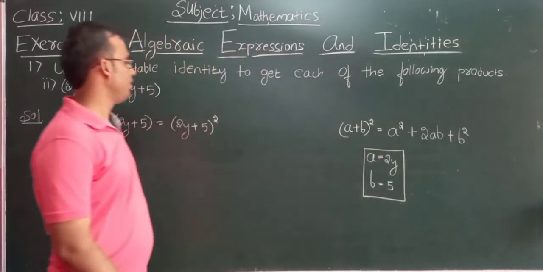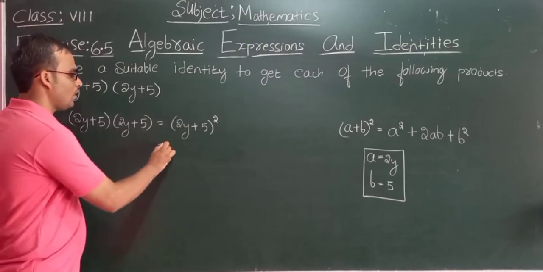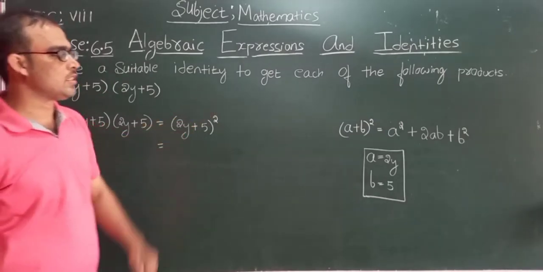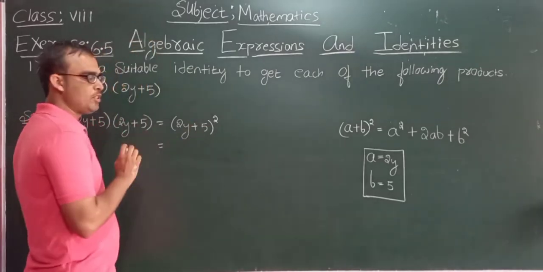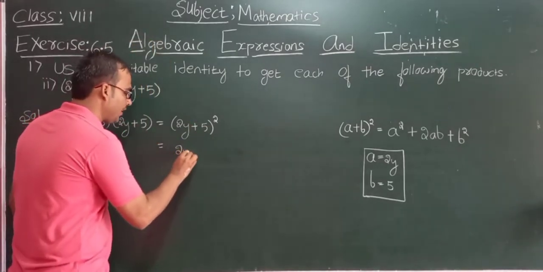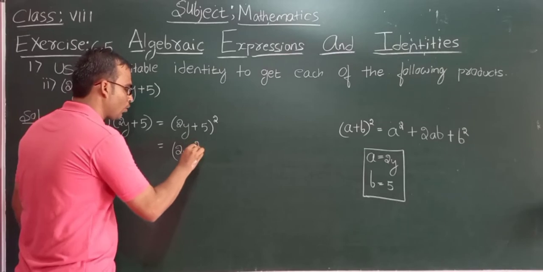In place of b, pi is there. Okay. Now we'll substitute these according to the formula. Next, a square. Okay. So here a means what? 2i. So we will write this one 2i whole square.